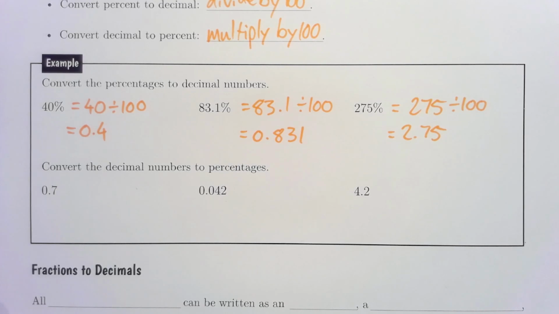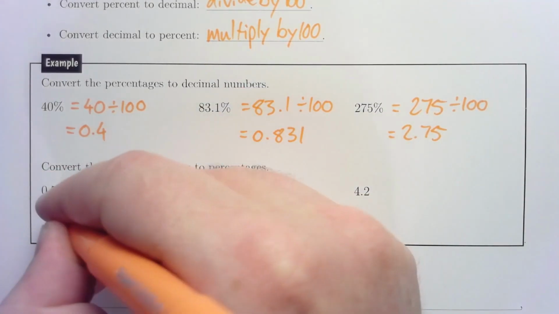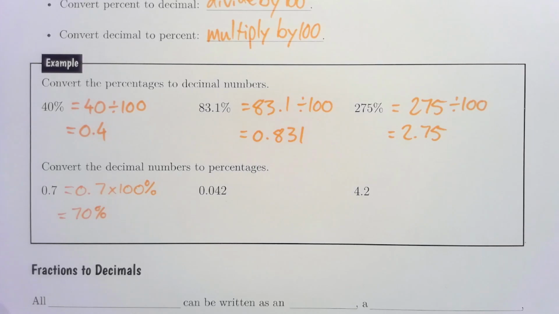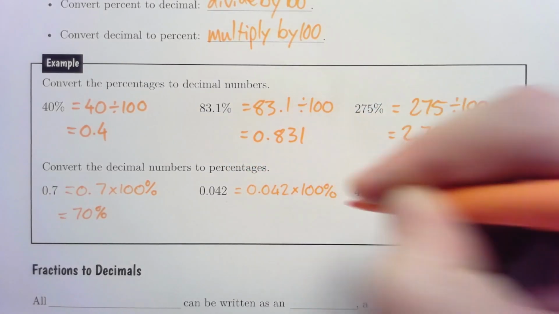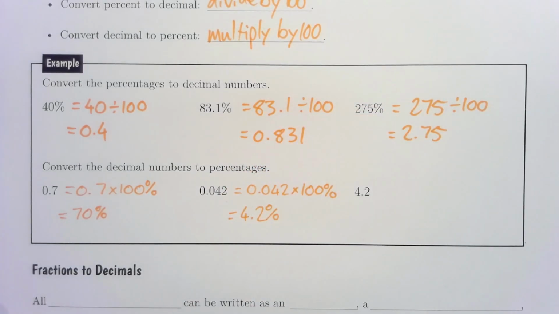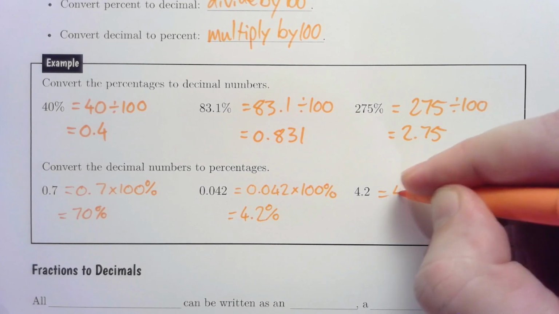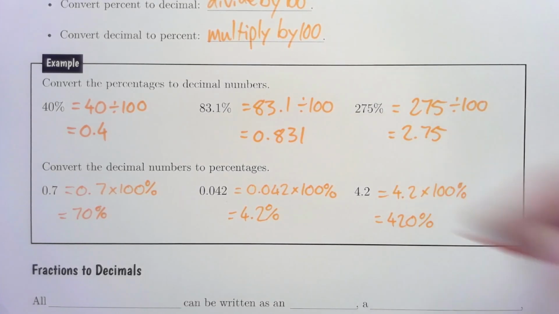Let's look at some examples that go the other way, from decimals to percentages. 0.7 is the same as 0.7 times 100%, which is 70%. 0.042 is the same as 0.042 times 100%, which is 4.2%. And 4.2 is the same as 4.2 times 100, which is 420%.